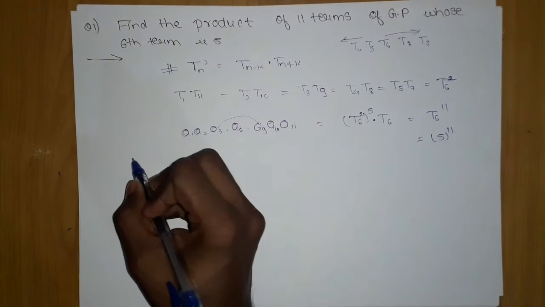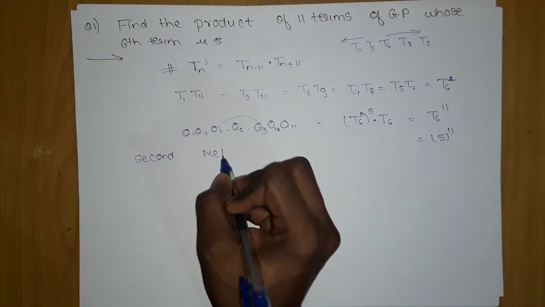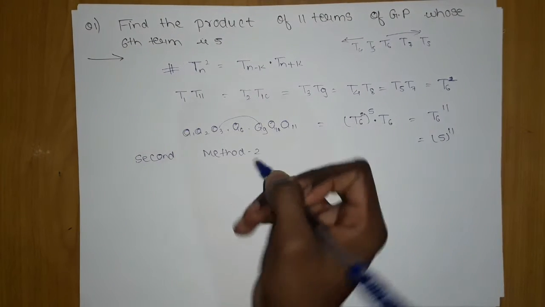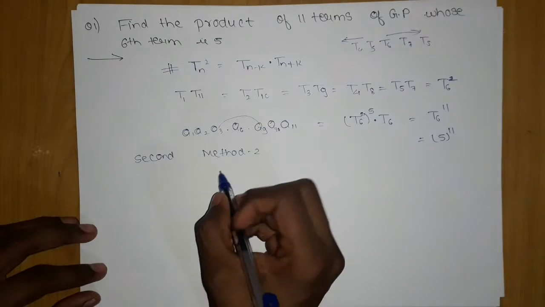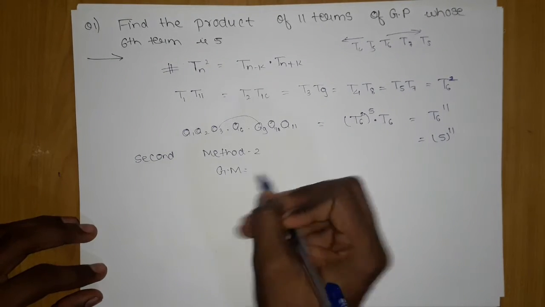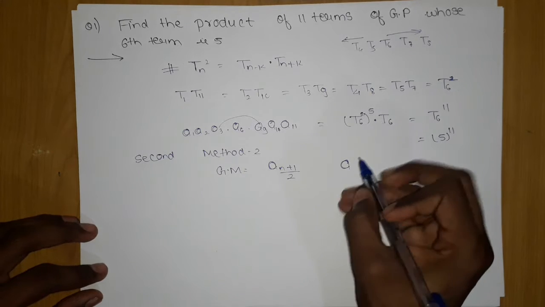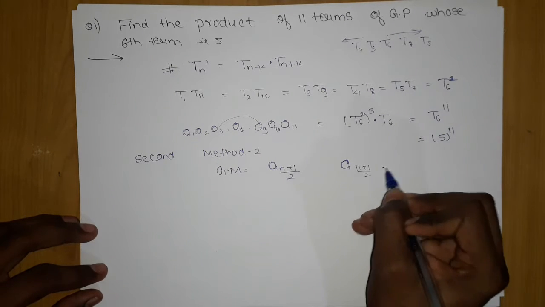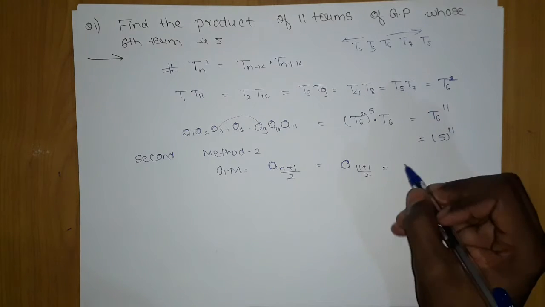Now the second method, method 2, whatever you want to call it. Method 2 is nothing but, if you remember one more thing from when we were learning GP: when these terms are in GP and there is an odd number of terms, the GM is a power (n plus 1) by 2. If you remember properly, a power (11 plus 1) by 2. There are how many terms? 11, plus 1 by 2 means a6.